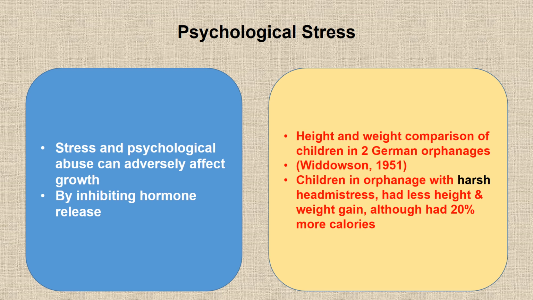Now, a study was done by Widdowson in 1951. He compared the height and weight of children in two German orphanages. The children in the orphanage with a harsh mistress had less height and weight gain, although they had 20% more calories, meaning better nutrition.